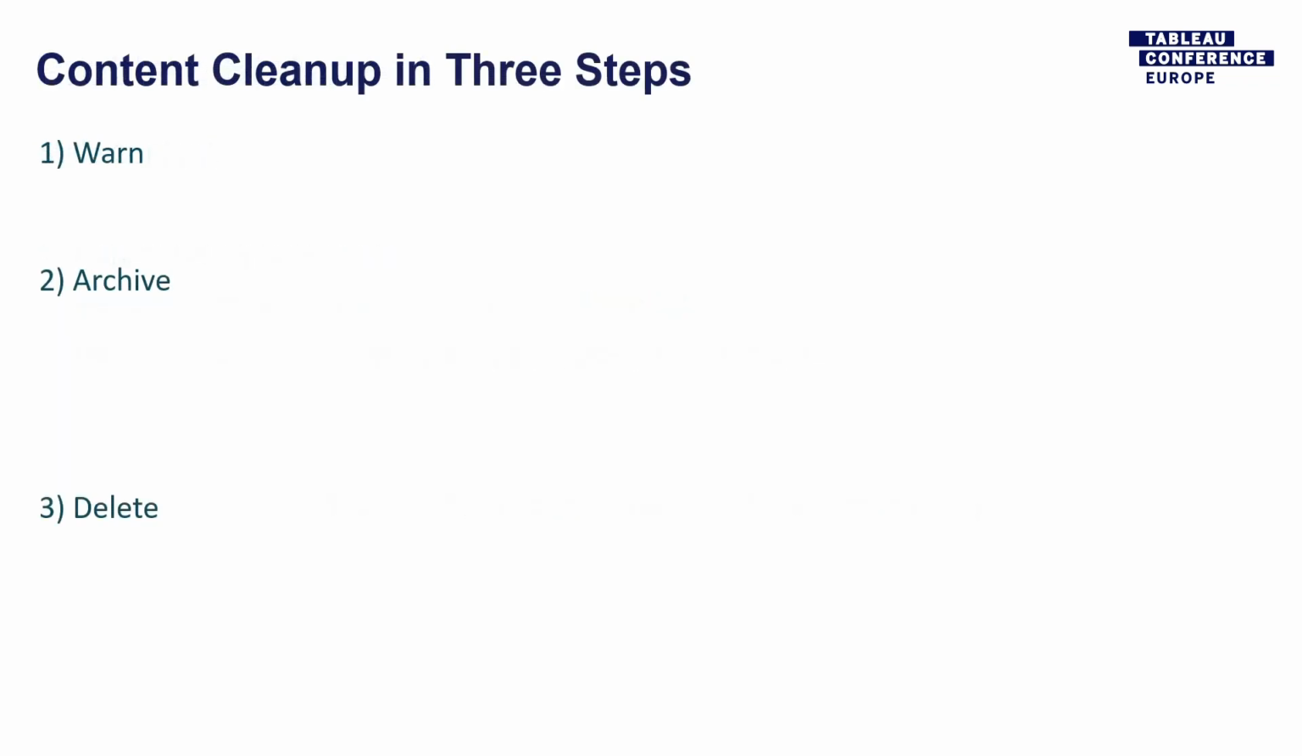If I use a very basic example of a workbook that is not being used, we follow this three-stage process. We want to warn, archive, and delete. What does it mean? If we notice that a workbook has been published, let's say 3 months ago, and no one has looked at it since, the first thing we want to do is notify the author of that workbook. We send an email to the author saying, hey, maybe you want to do something about this.